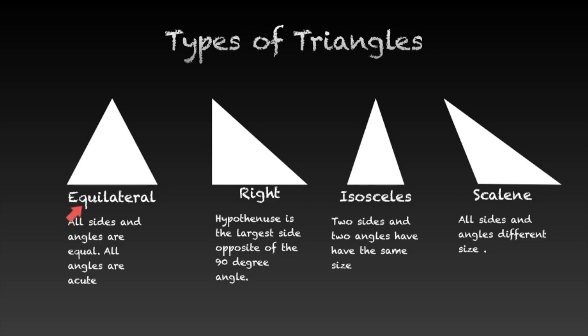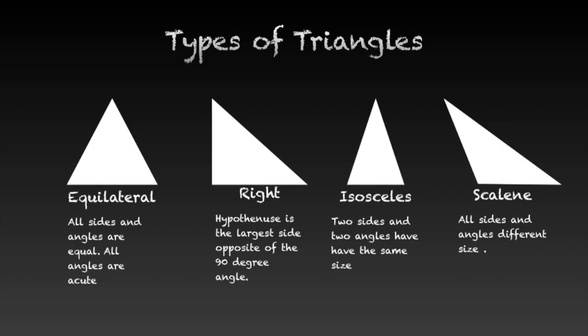The first one is going to be an equilateral triangle. That means that every single side and every single angle are all going to be equal. They have exactly the same measurement. The next one is a right triangle, and that's going to be a triangle that has a 90-degree angle right here, and the hypotenuse is going to be the longest side that is opposite to the 90-degree angle.